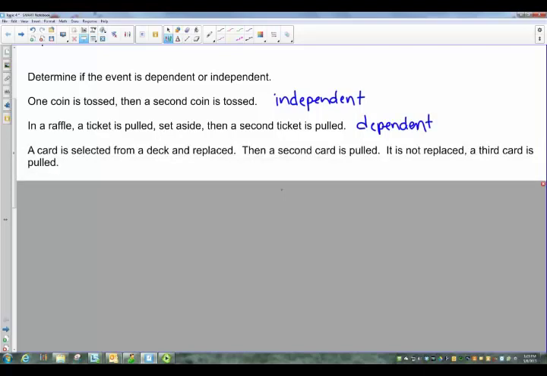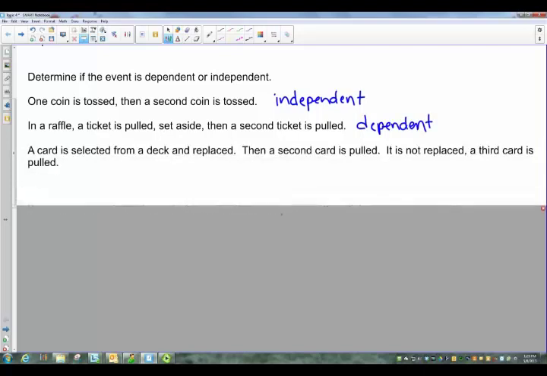Okay, so that's kind of the idea behind this. So just read through this one. I'm going to pause for just a second and see what you think. So a card is selected from a deck and replaced. Then a second card is pulled. It is not replaced. A third card is pulled. What do you guys think?